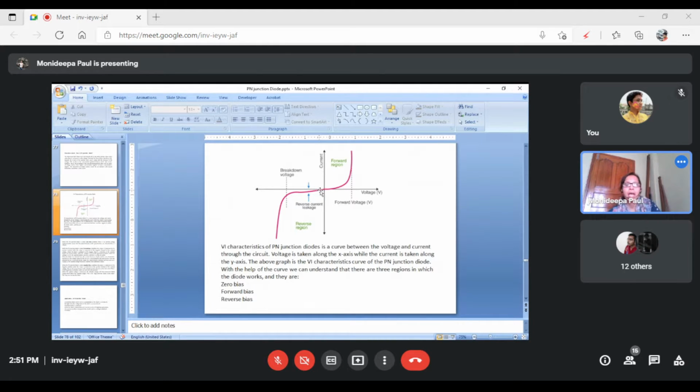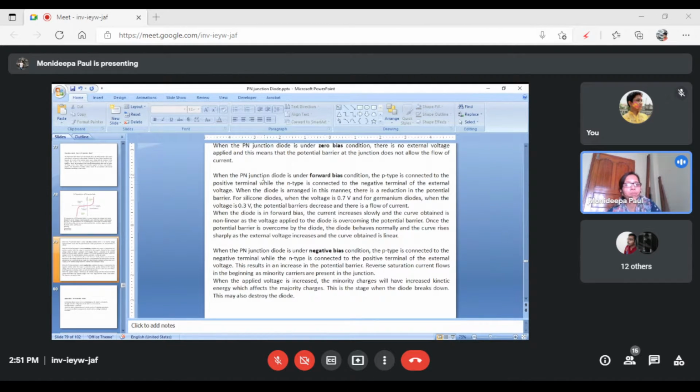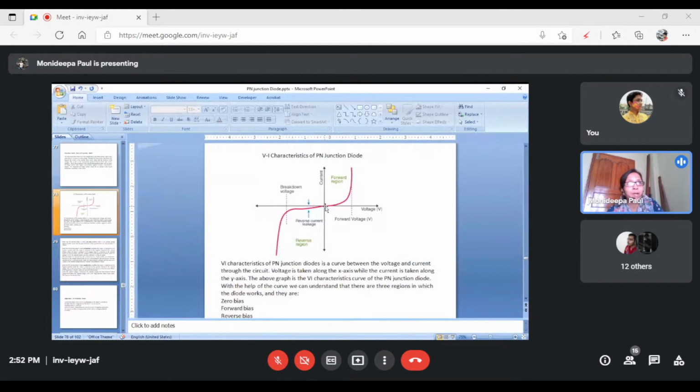Okay. Then forward bias: when a PN junction diode is under forward bias condition, the P type is connected to the positive terminal and the N type is connected to the negative terminal. With the diode arranged in this manner, there is a reduction of the potential barrier. The resultant voltage will decrease. That means the resistance offered by the semiconducting material will decrease, and the semiconducting material starts conducting.